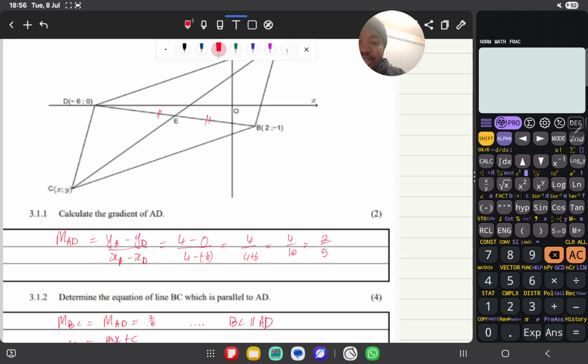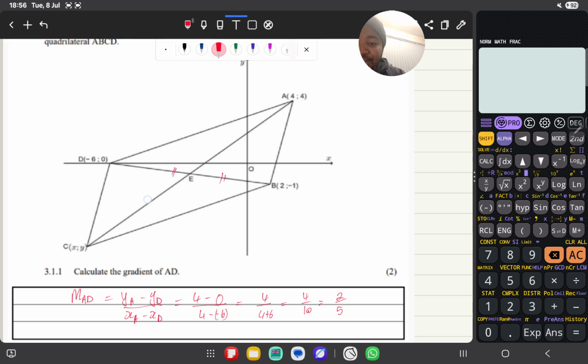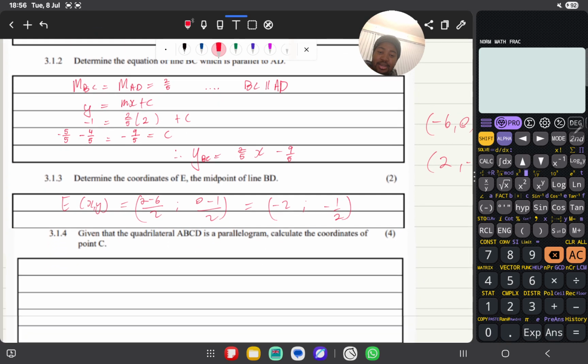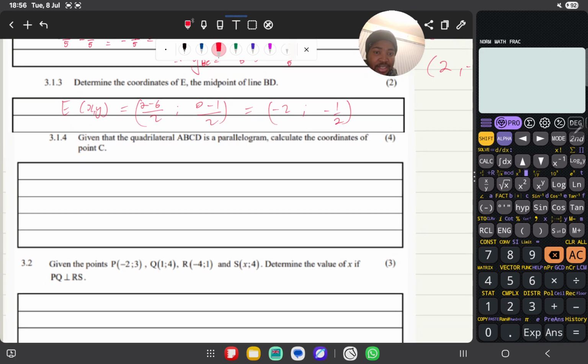Right. So one thing I said, remember also with parallelograms, this and this are the same. Because we have this and this point, we can actually find this. And also since we have the equation here, I'm guessing maybe the next question they're going to say let's find these coordinates. Since we have the equation of BC, we can use that equation to find these points, but we don't have any other point here.